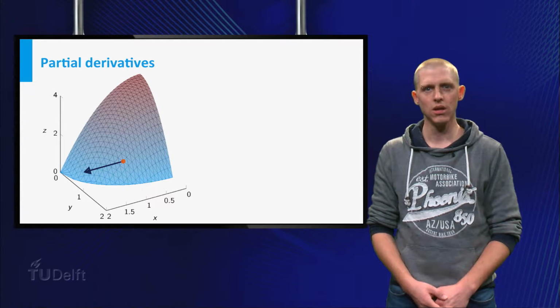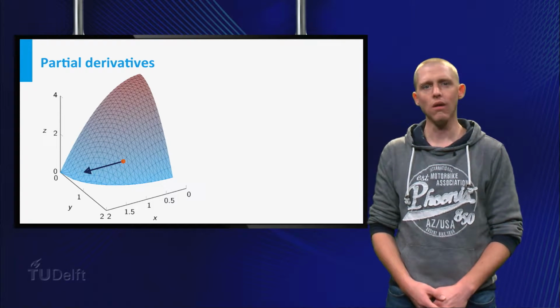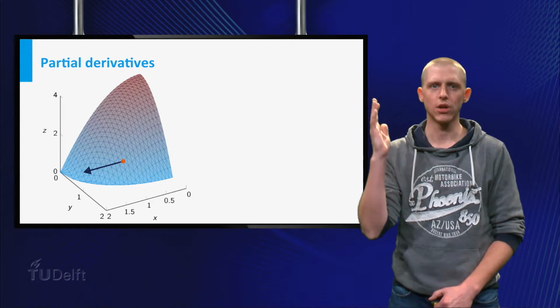Recall that if the mountain is the surface given by the function z equals f of x and y, then you can use the partial derivatives of this function to find the slope of the mountain in the x and the y directions.